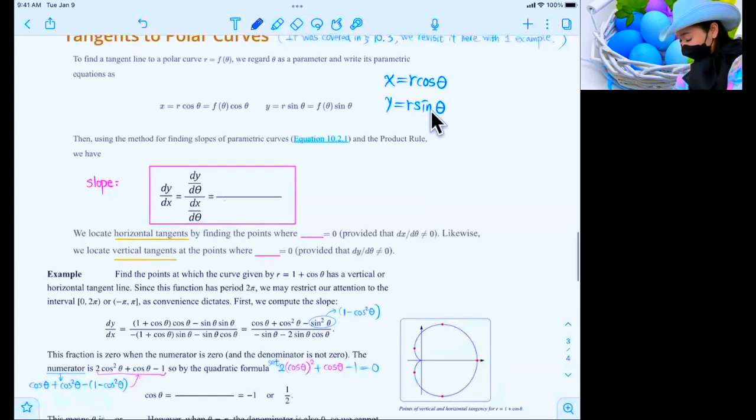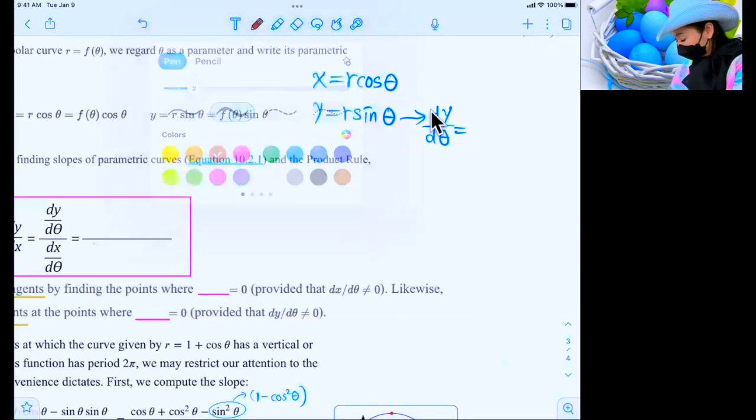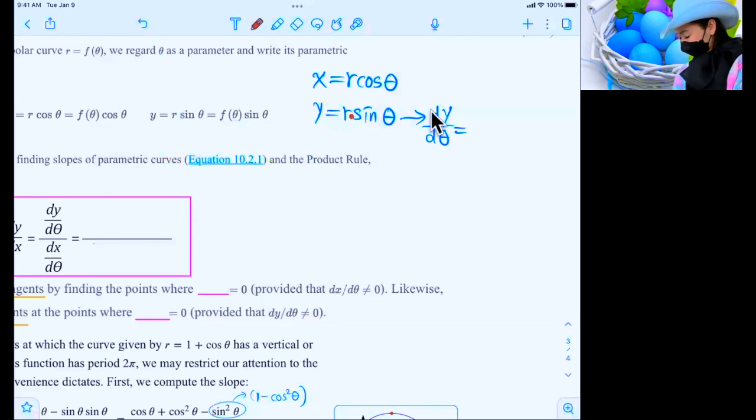Then how do you find dy/dx? To find dy/dx, you first find dy/d theta. What's dy/d theta? What kind of rule do you use? The product rule. Wow, you can remember. Good job. So the product rule says that dy/d theta is what? Differentiate this first, so that will be dr/d theta. Yes, remember r here is not a constant. R is a function of theta. So dr/d theta times sine theta.